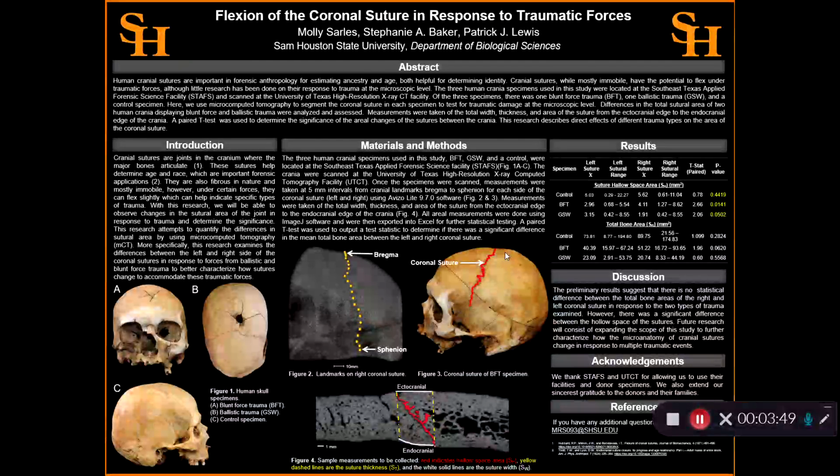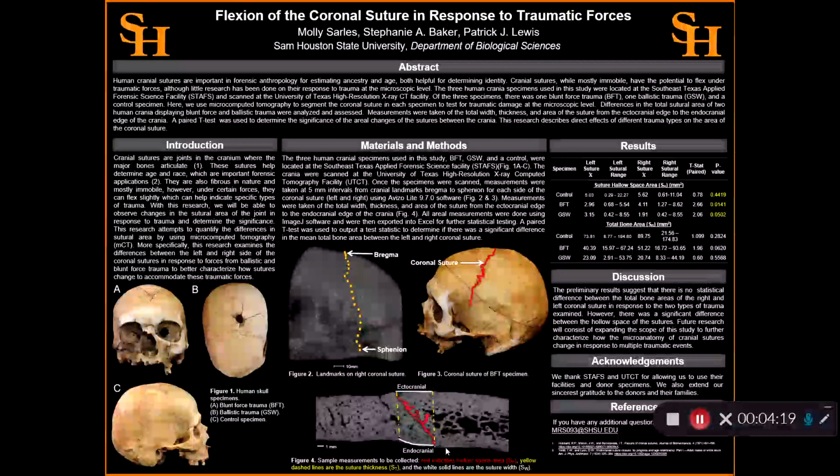Down here on figure 4, this shows our sample measurements. This is what we were going to be collecting later on for the results section. If you take a look, we have these white lines at the ectocranial, which is the top portion, and then we have the endocranial down here. These white lines are the ectocranial and the endocranial, and they represent the suture width.